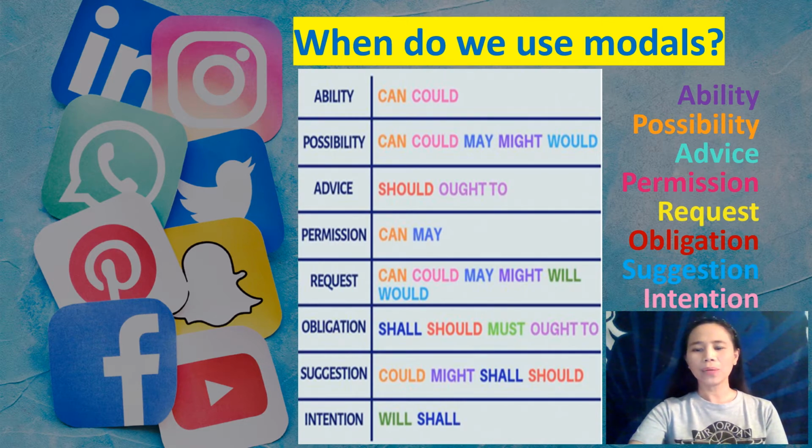So to show ability, we can use can and could. For possibility, we can use can, could, may, might, would. Advice, you could use should and ought to. Permission, you can use can and may. For request, you can use can, could, may, might, will, and would. For obligation, you can use shall, should, must, ought to. For suggestion, you could use could, might, shall, and should. And for intention, we can use will or shall. So let's learn more on how to use them in sentences as we go along.